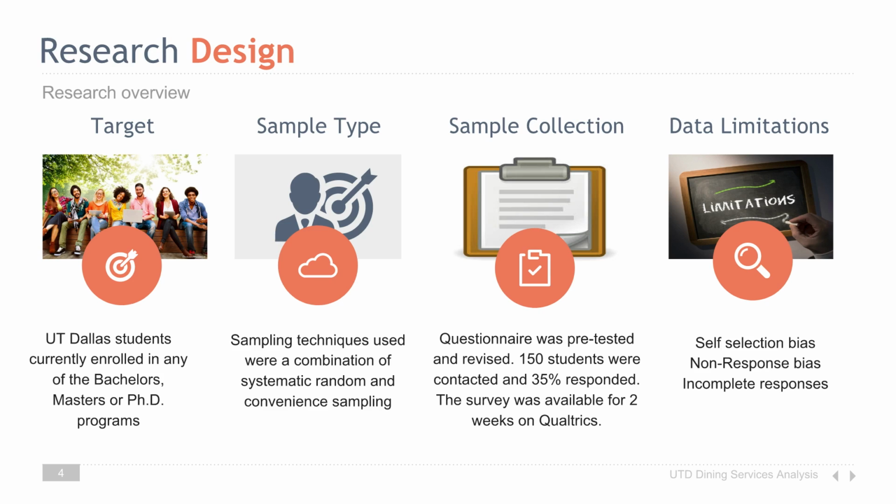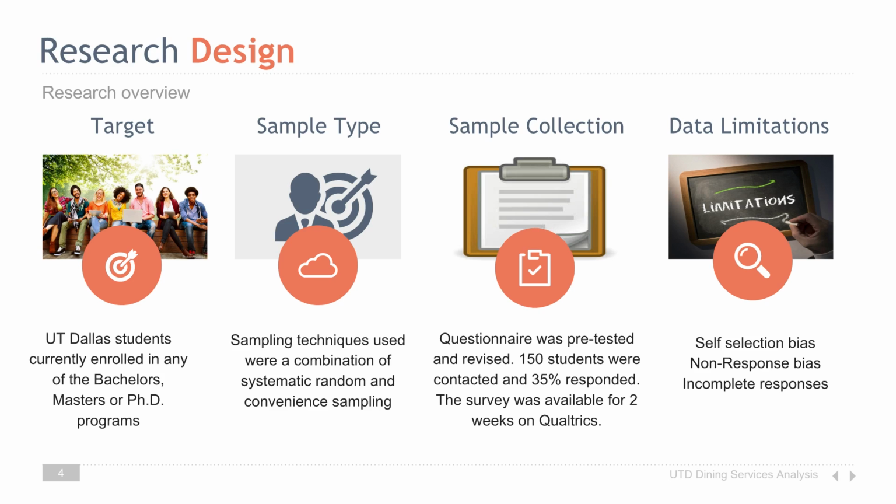The way we structured our research design is we focused specifically on students enrolled in the spring 2017 semester, which included bachelor's students, master's students, or PhD students. We used a variety of sampling techniques, including systematic, random, and convenience sampling. And in order to narrow down our focus and decide what we were going to be researching, we used a pretest and revised our questionnaire and study accordingly.